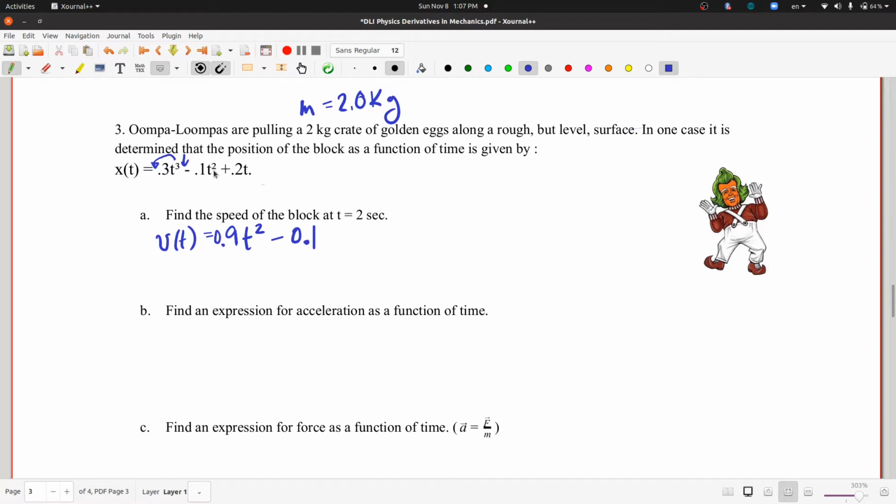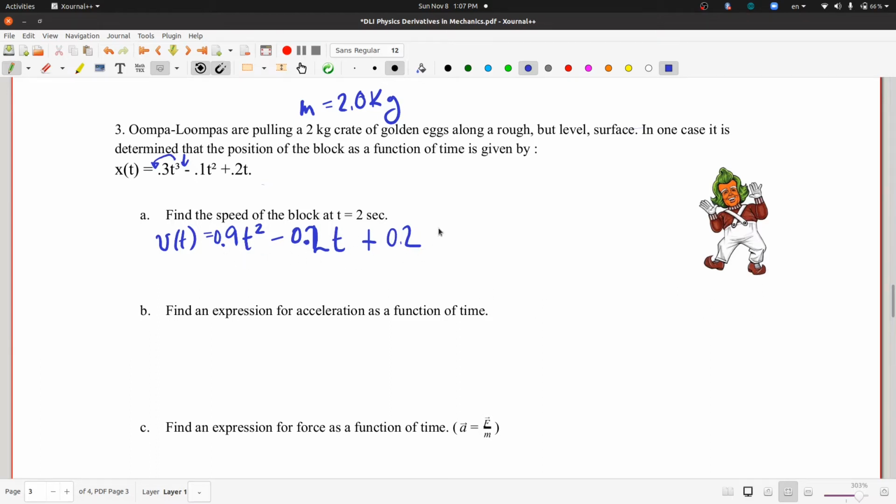and we need to bring the power down and lower the power by 1. So here we have 0.2 t, bring the power down, t to the 1, plus, here we have 0.2 t to the 1, so we're bringing down a 1, lowering the power to 0, which makes this term a constant, so this is plus 0.2. So there's our expression for velocity as a function of time.